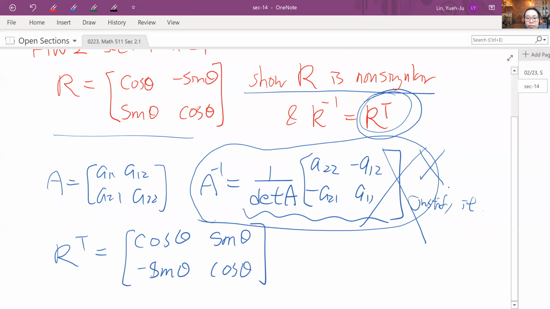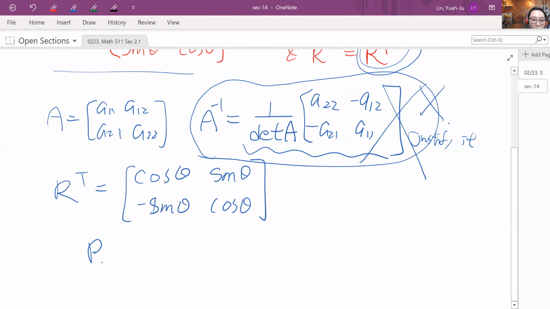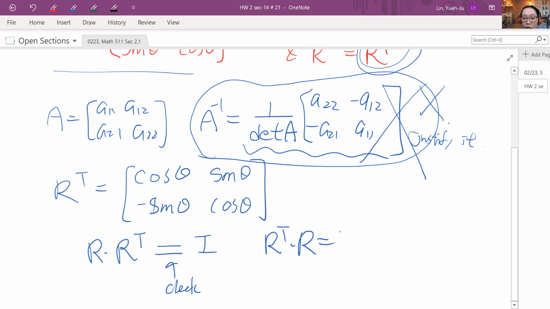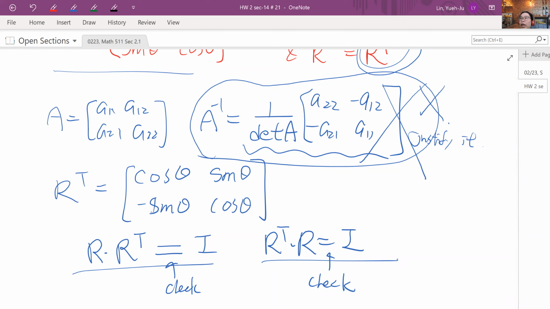Then you really just do the multiplication. You take R times the transpose, and you directly check that this is the identity. And you also need to check the other way around. If you can show that these 2 multiplications give you the identity, then you are done. That's the definition of having an inverse: another square matrix such that once you multiply it with the original matrix, you get the identity.